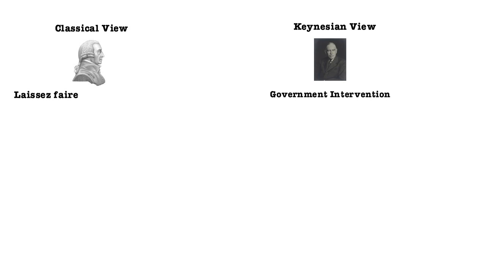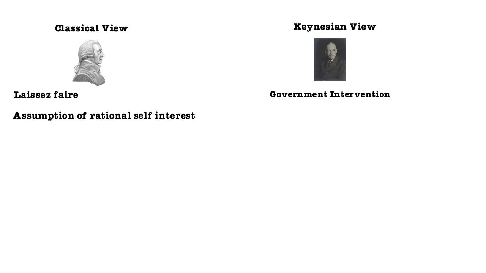Now, we know already that we have the classical view emanating from Adam Smith, but we also have the Keynesian view, the opposing view of intervention from John Maynard Keynes. And we can see that these drove policy reactions to various economic crises over time. So with the classical view, we have a laissez-faire policy, which is non-government intervention. So governments should not intervene because the economy is automatically stabilizing. This is in contrast to the Keynesian view of government intervention, which looks at demand-side policies of managing the economy.